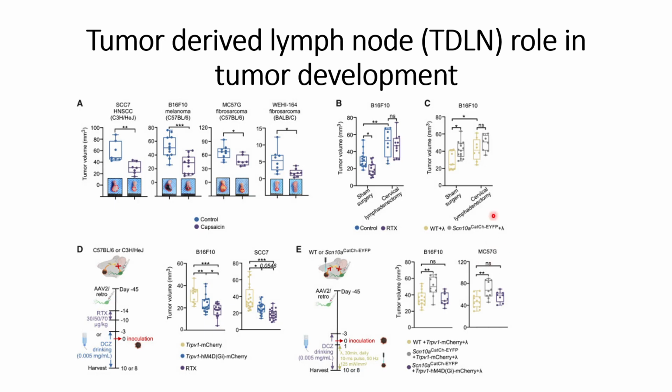So all together this indicates that all the three systems work, and the presence of this tumor derived lymph node is necessary to act on tumor development, either for tumor progression or for tumor suppression. That's all for this video. If you need to understand more about their experiments in detail, you can go through the reference provided in the description. Thank you for your time.